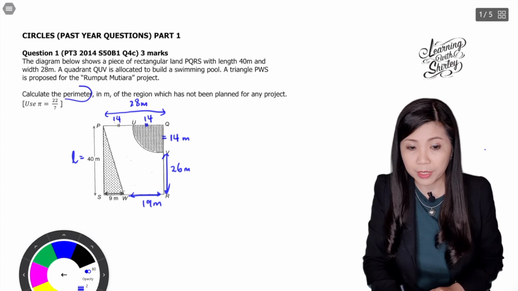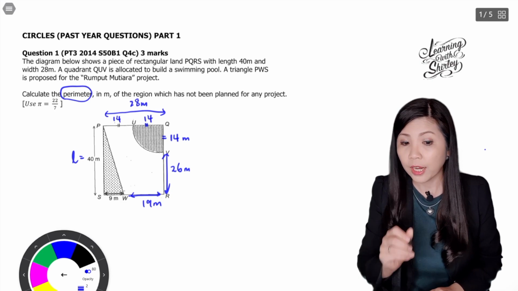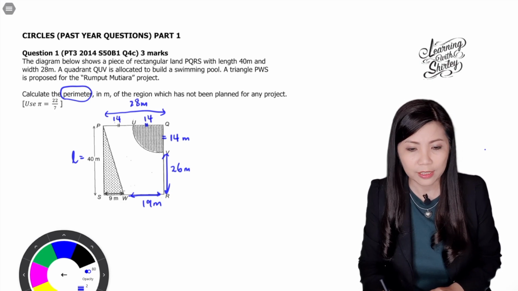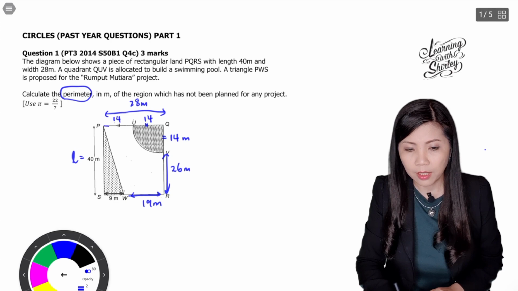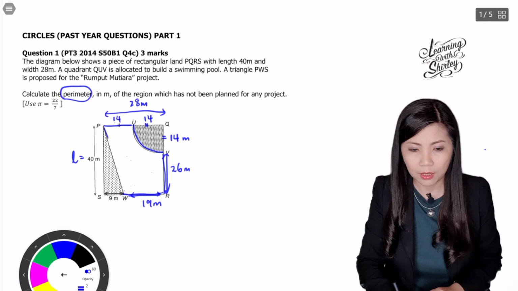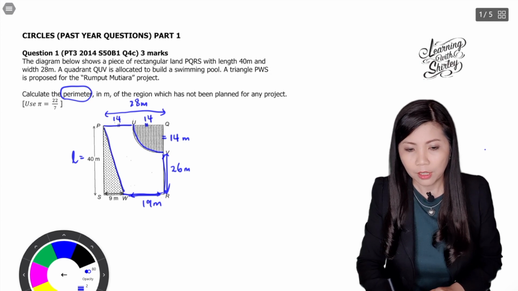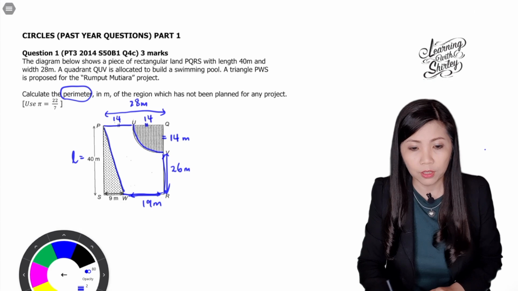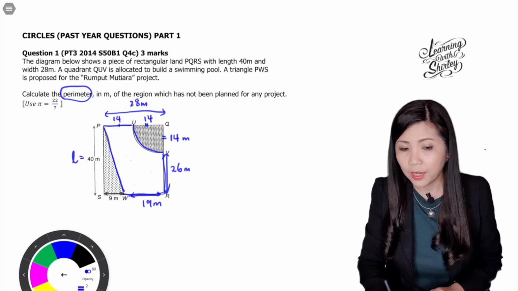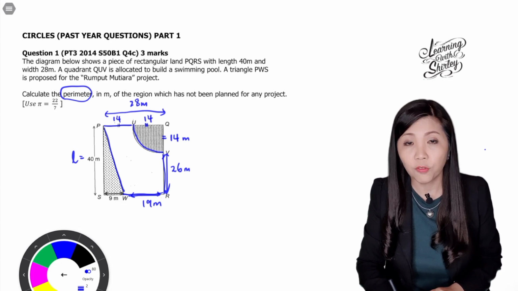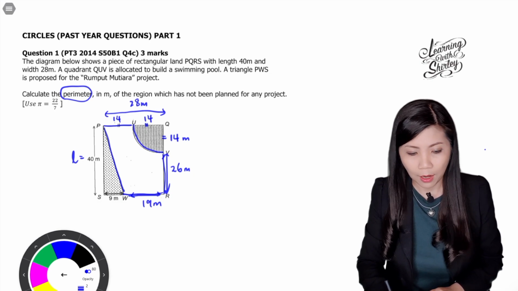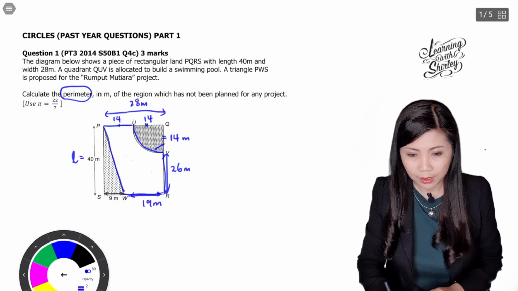So calculate the perimeter. This is the keyword: which has not been planned for any project. So perimeter would be this PU plus the length of arc UV plus VR plus RW, and then lastly plus PW. So we got all the sides except for the length of arc of UV and also the length of PW. So we have to find out what the measurements are.